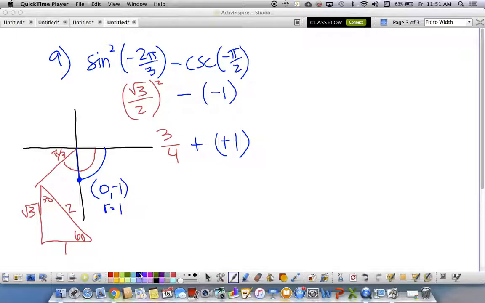Wait, question. Shouldn't the 3/4 be negative? Because sine is negative. No, it is negative, but we squared it. Yes, I'm sorry. There was a reason why it didn't matter. It is in the third quadrant, and sine is negative, but the fact that we squared it made it positive.